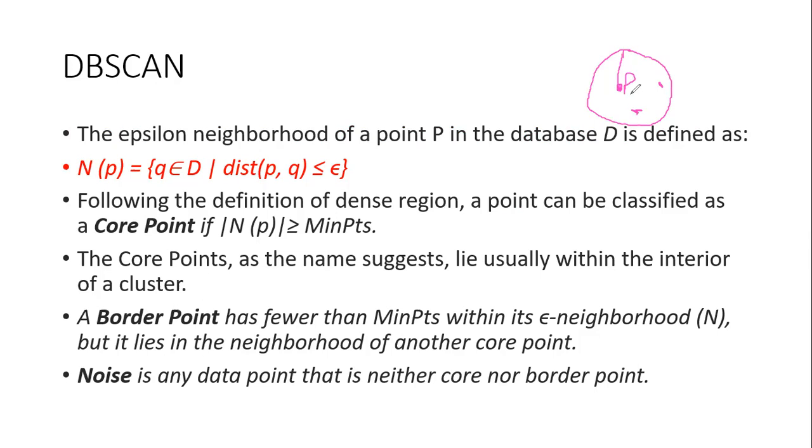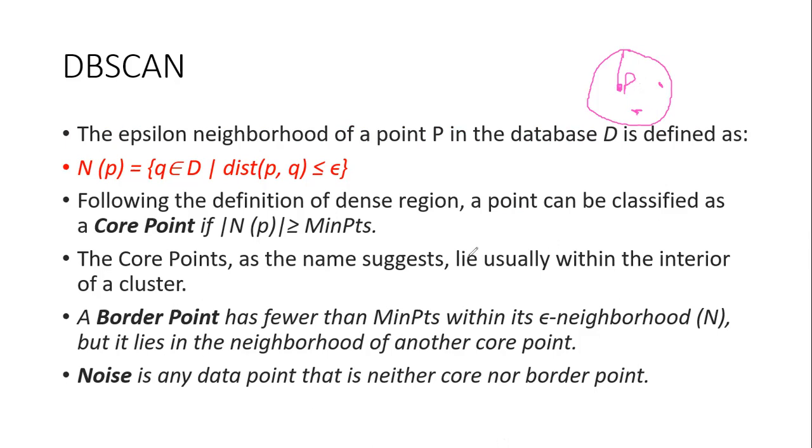And then I can classify P as a core point. Core point wo hai jo ke circle ke center mein hoga. Or yes, it's sort of a centroid, you can say. It's a core point because jo circle hai, that is satisfying the minimum points requirement. So the circle of P is satisfying my minimum points requirement, so I call that a core point. Okay. And the core point is very close to the center of the cluster.